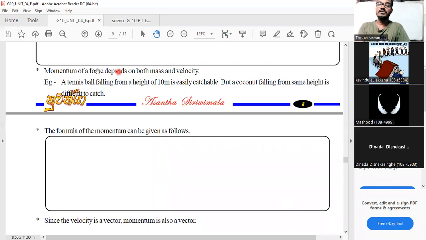Momentum of an object, not momentum of a force, depends on both mass and velocity. Example: a tennis ball falling from a height of 10 meters is easily catchable, but a coconut falling from the same height is difficult to catch.